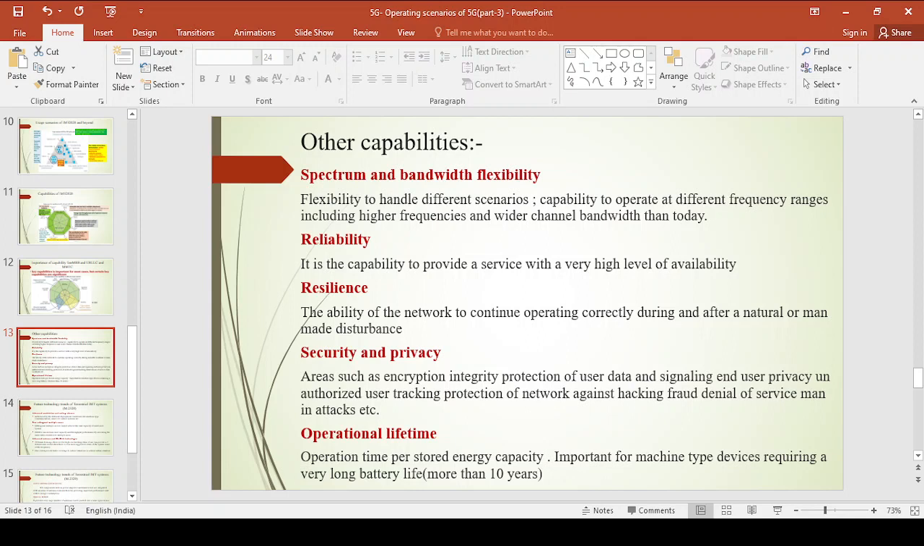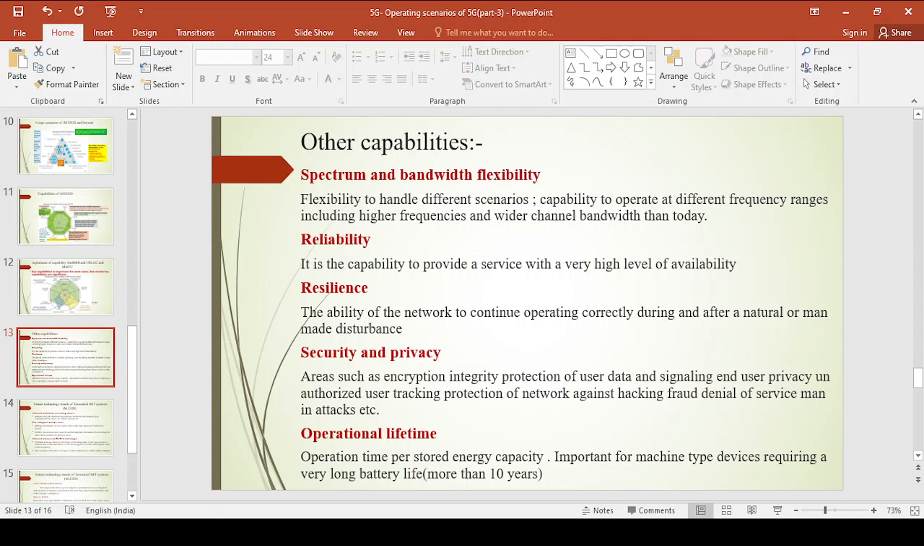And next we have reliability. It is a capability to provide a high level of availability. And next we have resilience. During a man-made or natural disturbance, the network should be in a position to operate correctly. That is the meaning of resilience. And next capability we have is security and privacy. That means it should provide protection against hacking, right?